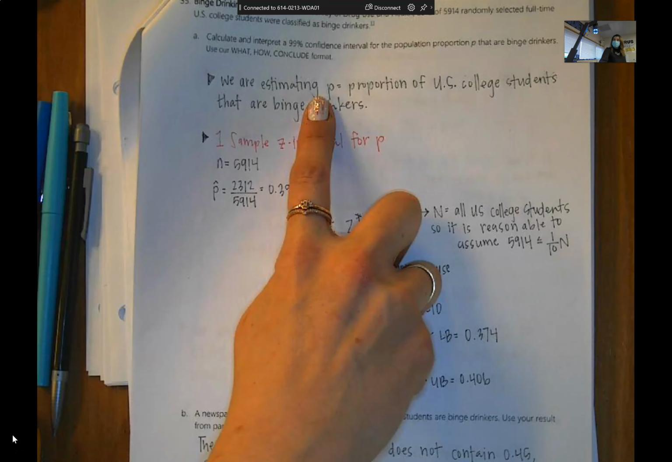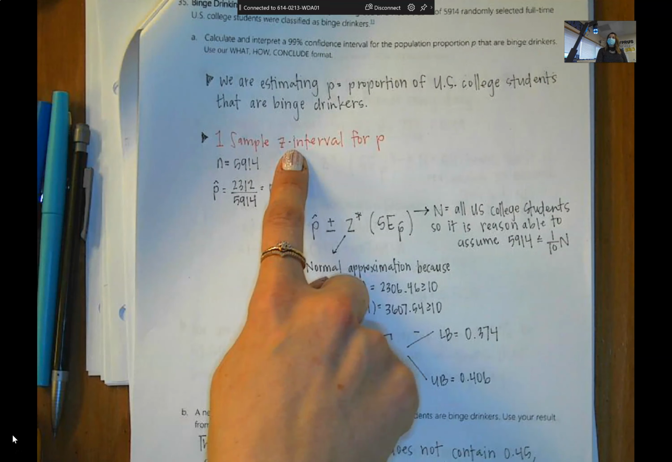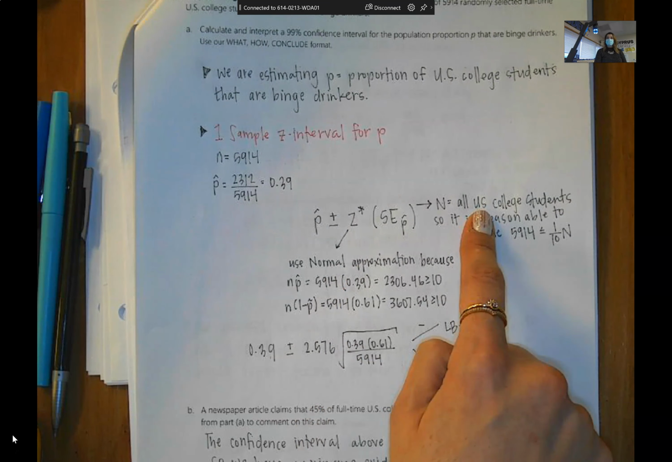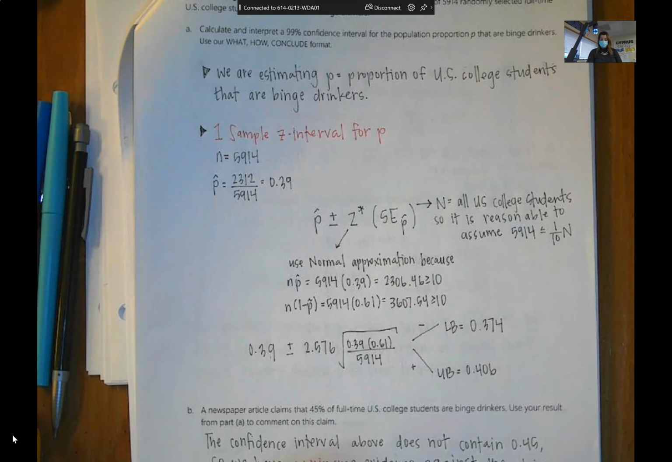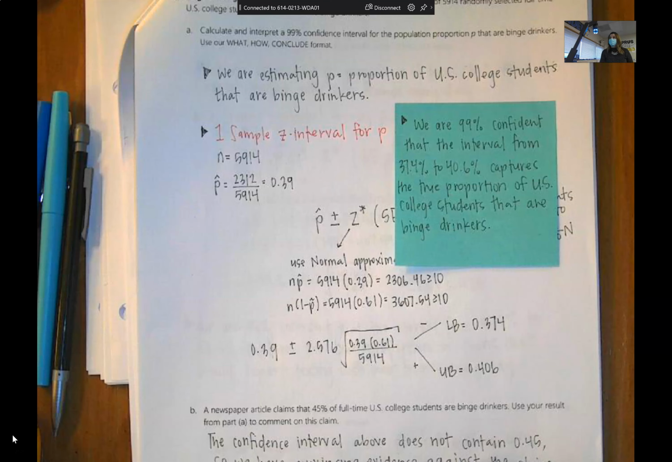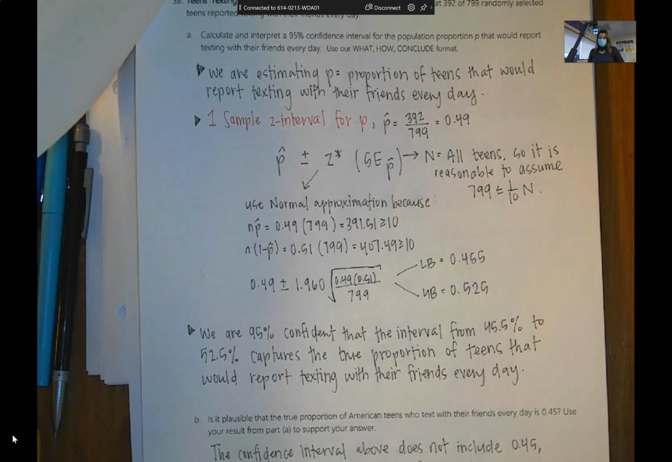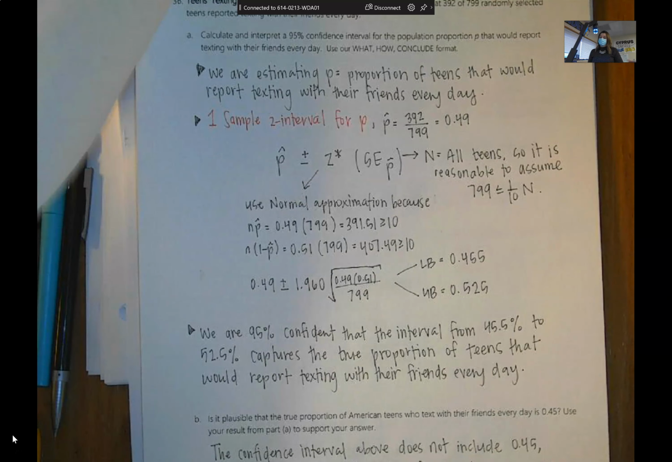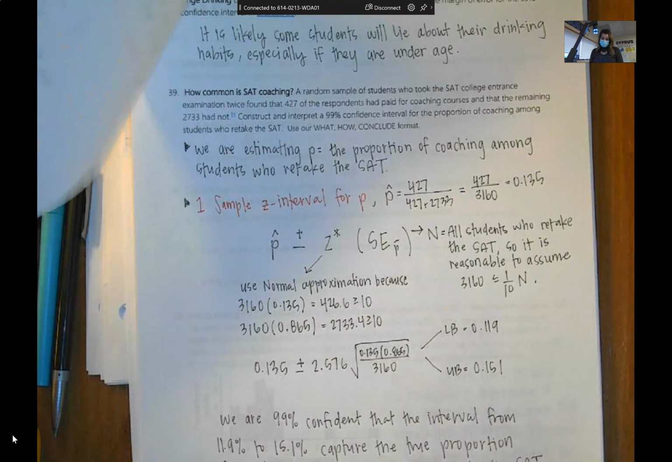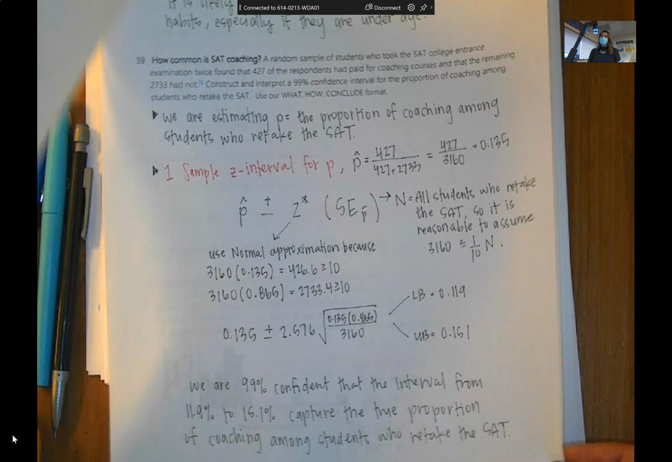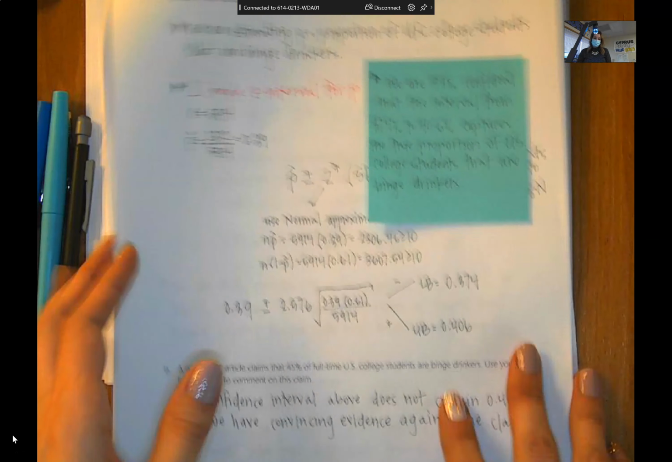So I go in and say we are estimating. I clearly state that it's a one sample Z interval. I write that formula out and I check my conditions just like we did on the note sheet. And then I calculated my confidence interval. If I would have been a little bit better prepared, I would have had room for my conclusion. So I learned from that mistake and was able to fit it all in for the texting problem. And then you have one last one that's about getting tutoring for taking the SAT. So on all of them, I follow the framework from the notes.